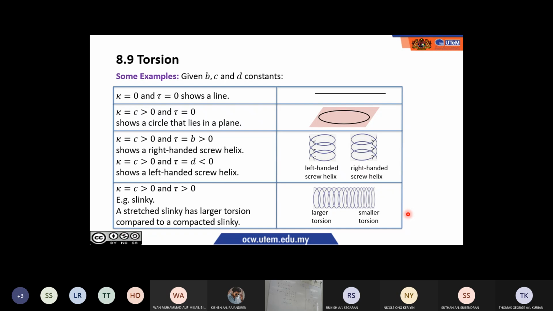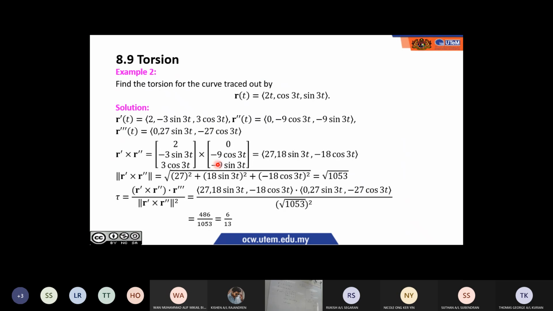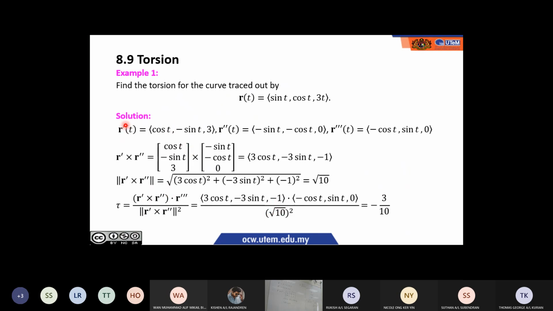This is an example on how to find the torsion. Since this is the formula, you have to find r prime, r double prime, r triple prime, then find the cross product and the magnitude of the cross product. Then you put everything into the formula. Then you can start to find your torsion.